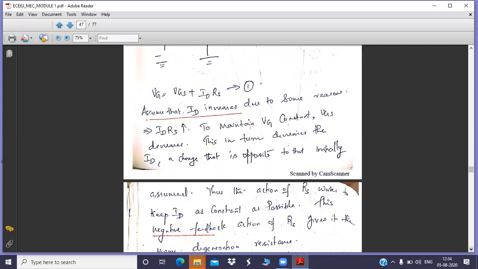So ID has increased due to some reasons, whatever may be the reason, maybe the temperature variation or maybe the device replacement, whatever it may be.